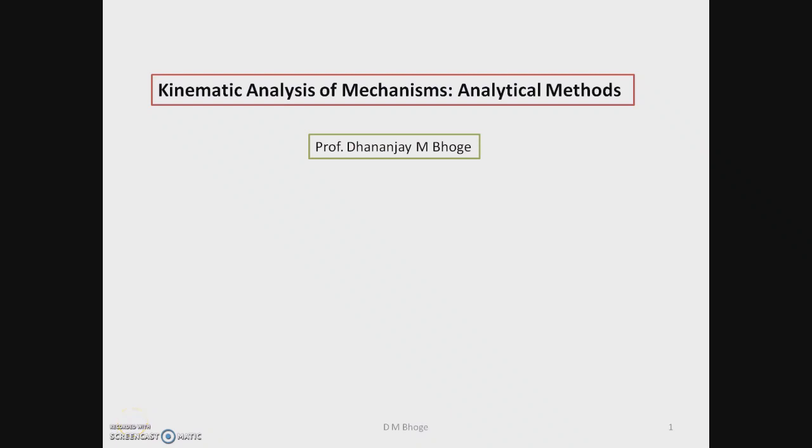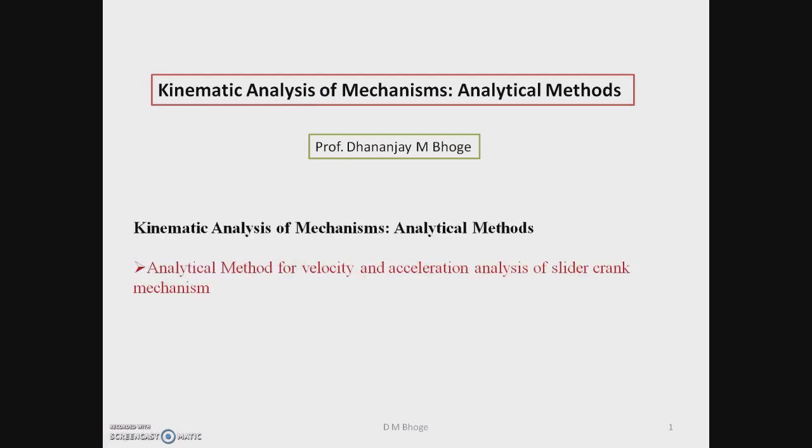Hello everyone, welcome to the lecture series on kinematic analysis of mechanisms using analytical methods. Under this, we will discuss the analytical method for velocity and acceleration analysis of slider crank mechanism. In the previous lecture, we have done the required derivations for the velocity and acceleration analysis of single slider crank chain.